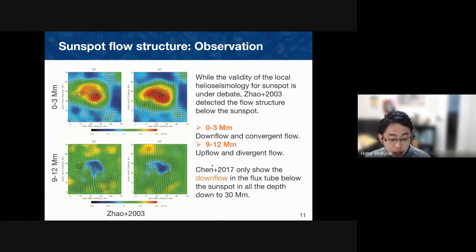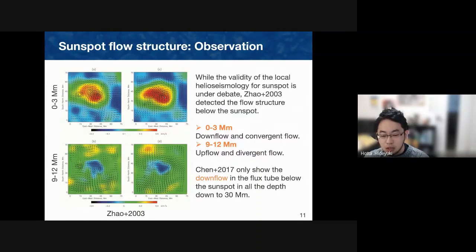This is Junwei Zhao's observation, and they found that this is the vertical velocity, and this arrow shows the horizontal velocity. In the near surface layer, they have the downflow. And in the deep convection zone, where deep means 9 to 12 megameter, they see the upflow like this. In the near surface layer, there is a convergent flow to the sunspot, and at the deep layer, there is a divergent flow. So this is consistent with the upflow and the downflow, but this is inconsistent with Fenchan's calculation. Of course, we don't know which is right, but this should be considered in the calculation.